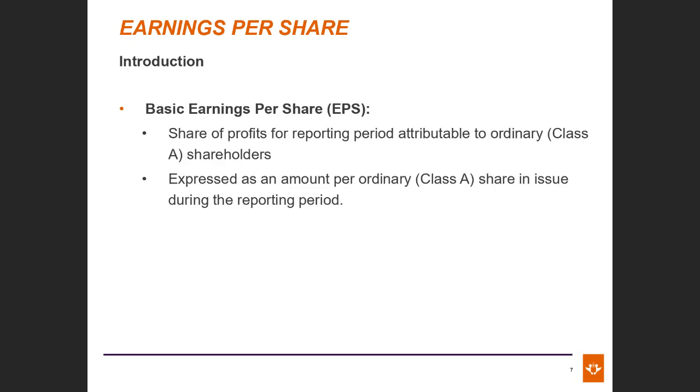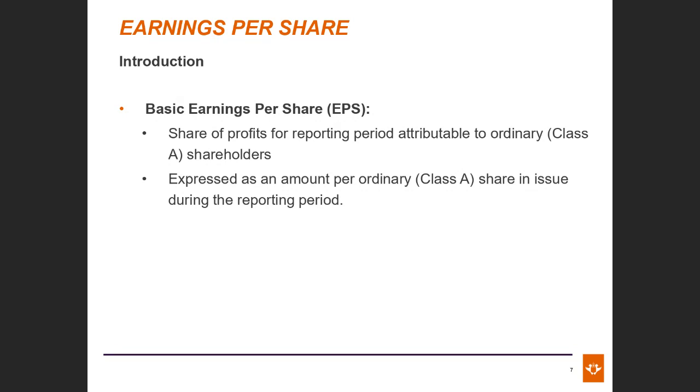So when we look at the basic earnings per share, we need to look at the share of profits for the reporting period attributable to ordinary shareholders. Now, who can tell me off the top of the head what other kind of shareholders do we get? Are all shareholders ordinary shareholders, or are there other kinds of shareholders? Who can tell me what other shareholders we have besides ordinary shareholders? Okay, good. So we have preference shareholders.